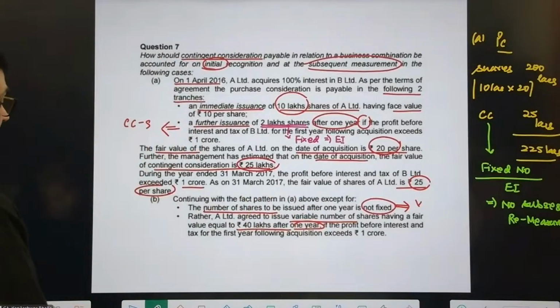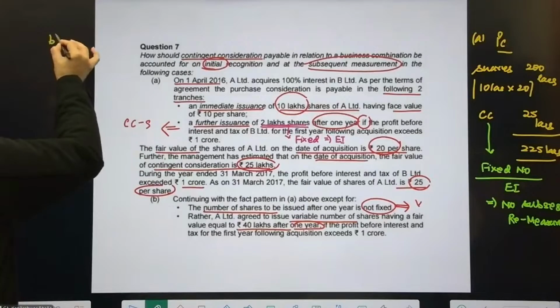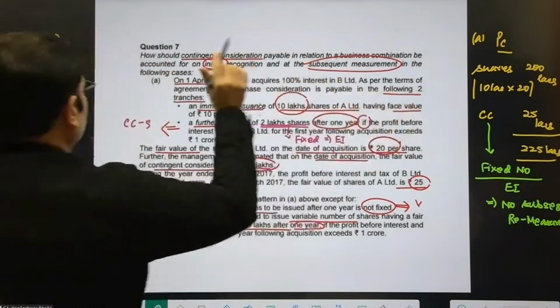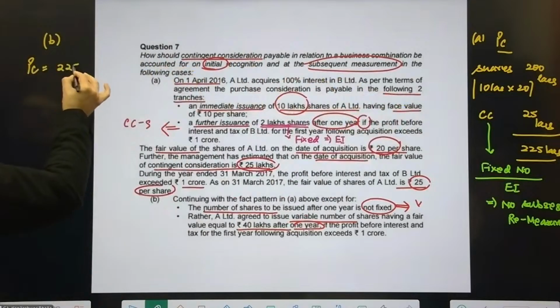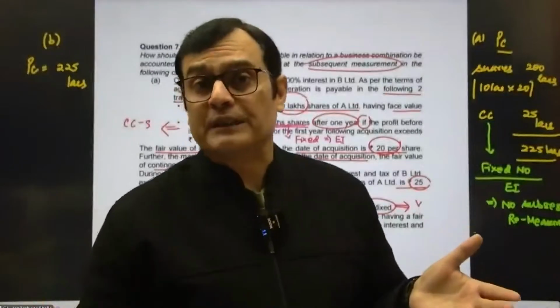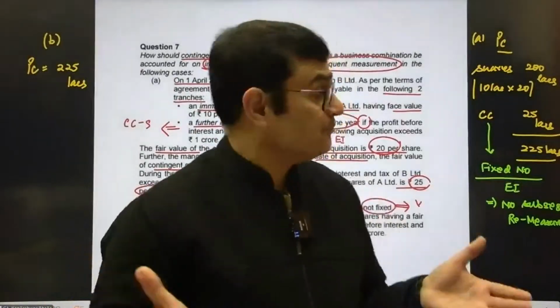Now, let's see the answer to the part number B in this particular case. As far as the purchase consideration is concerned, of course, it remains at 225 lakhs. The purchase consideration for the part number B would remain 225 lakhs because you will take the fair value of the shares issued and you will also consider the cash component paid as well.